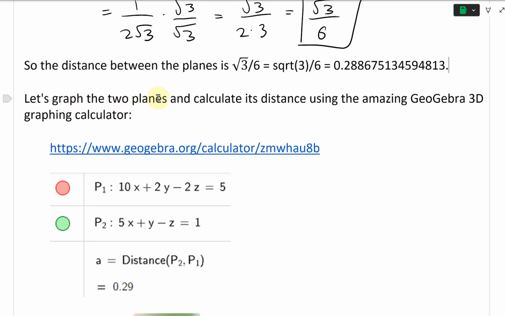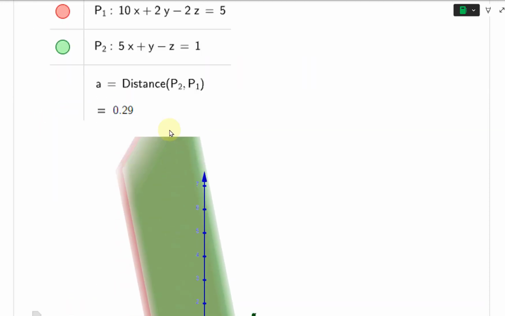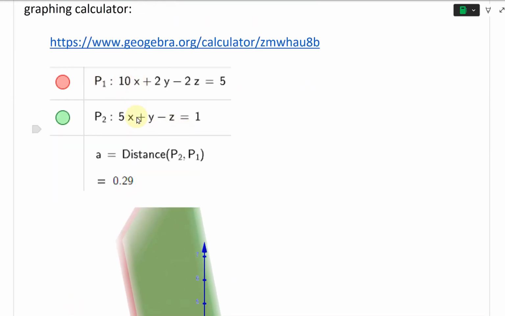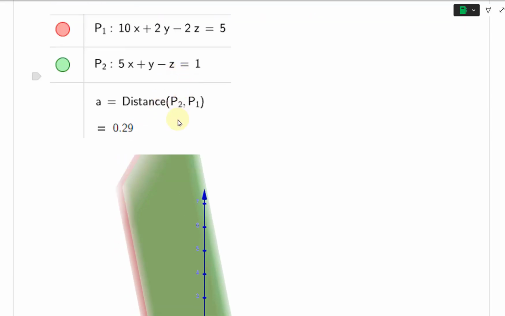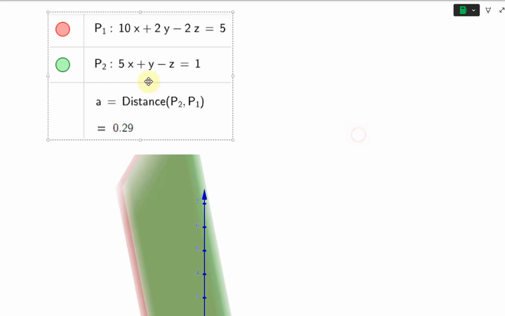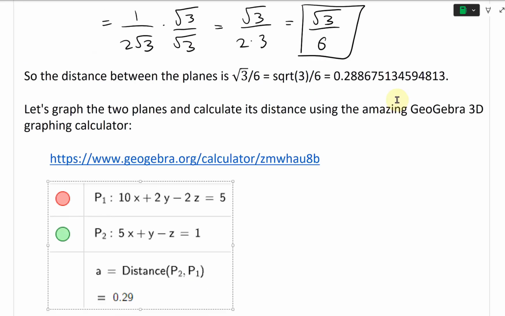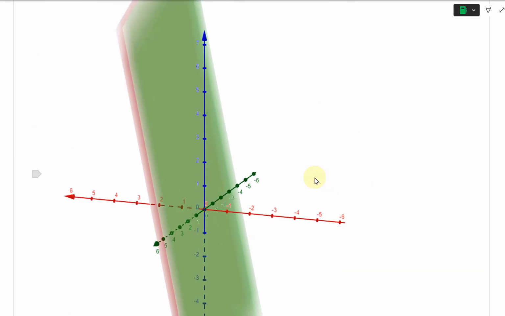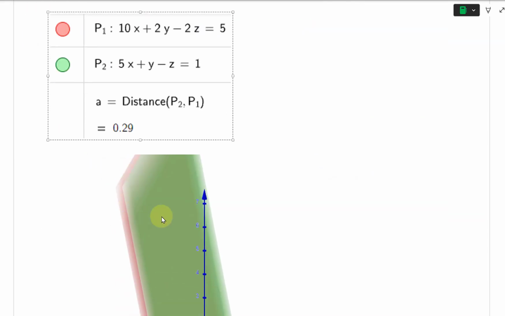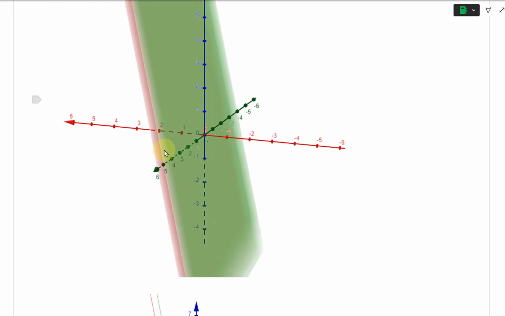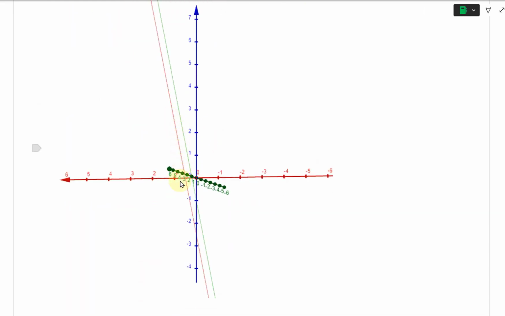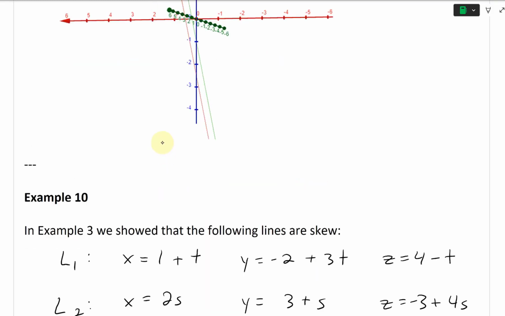Anyways, let's go further. Let's graph the two planes and calculate the distance using the amazing GeoGebra 3D graphing calculator. As always, it even has distances from planes. So here's plane 1, 10x plus 2y minus 2z equals 5, and here's plane 2 in green, 5x plus y minus z equals 1. To calculate distance A, just type distance between plane 1 and plane 2. It's 0.29, rounded up from 0.288. Plane 1 is red, plane 2 is green. Notice they're parallel, and if you turn it around, you can see that they are indeed parallel, and the distance from here to here is 0.29. Absolutely amazing stuff.